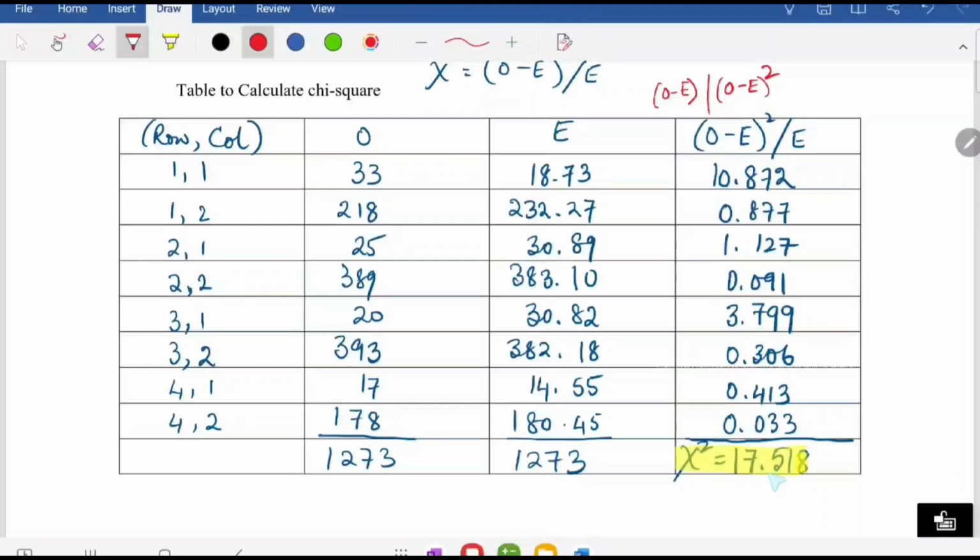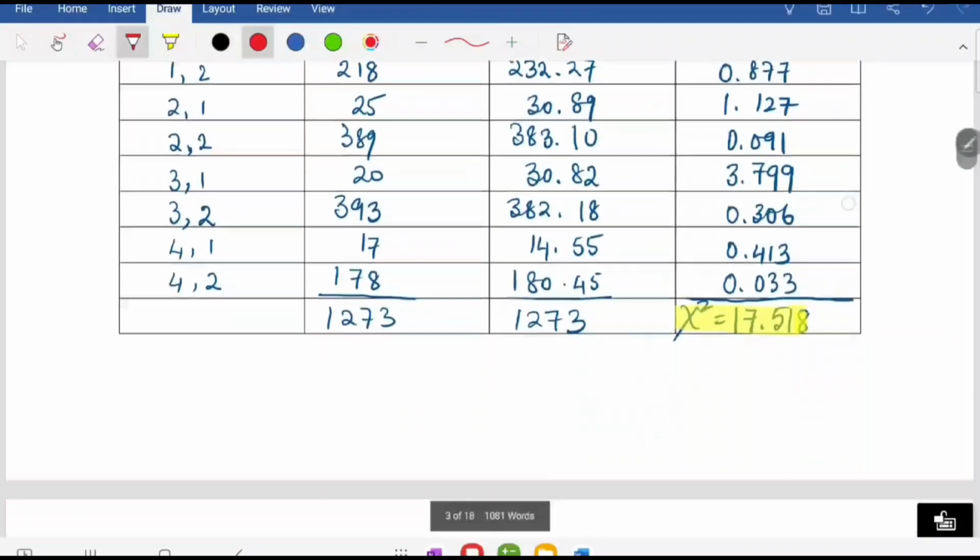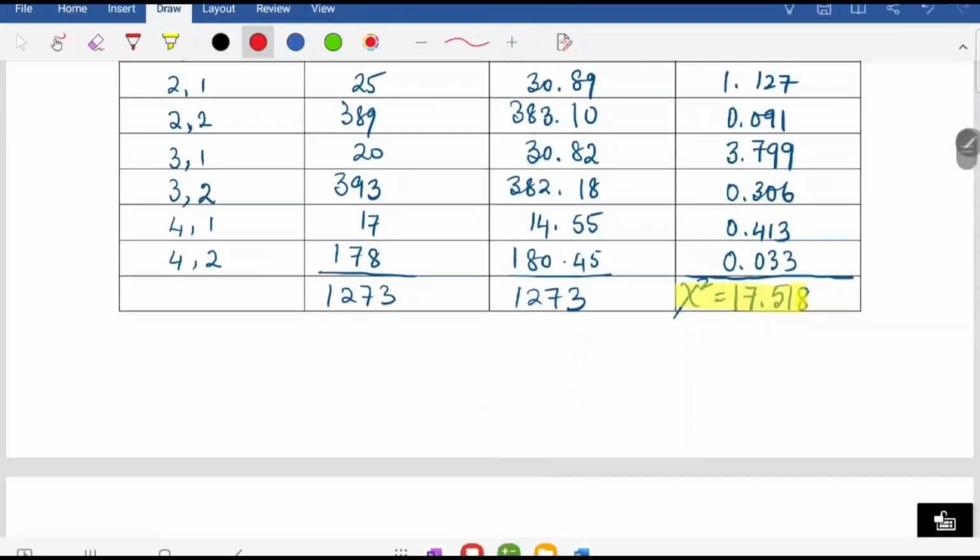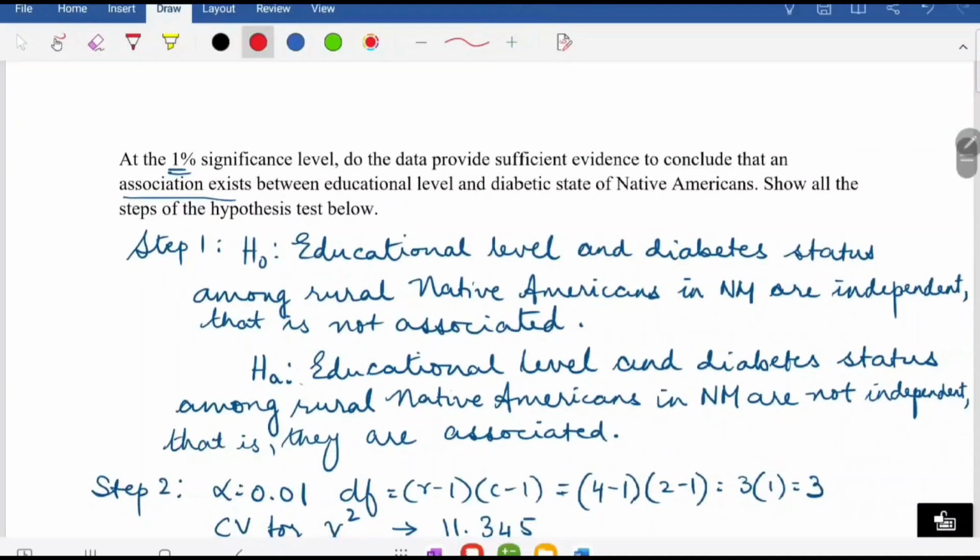That's our chi-squared value we obtained after summing up the values in the last column. Okay, so now that we have our chi-squared test statistic value as 17.518, we can go ahead with the test.